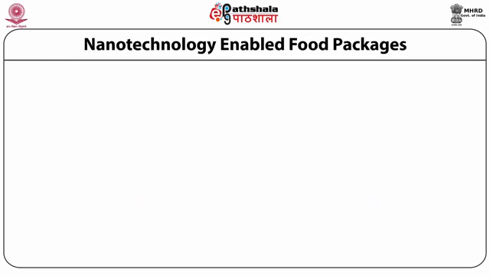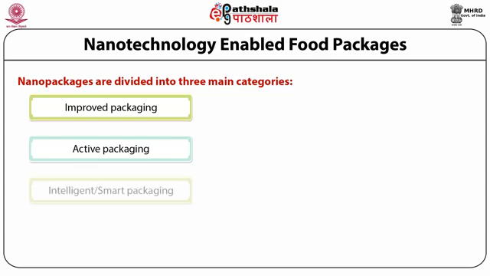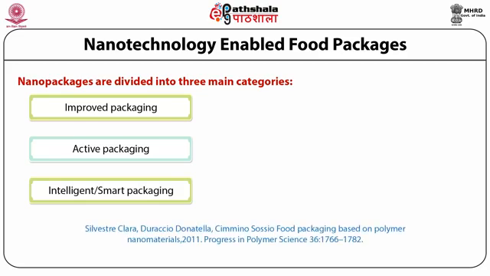Therefore, nanotechnology-enabled food packages have been developed, and they are broadly classified into three categories. Class 1 are improved packages, Class 2 are active packages, and Class 3 are intelligent or smart packages. Improved packages are those wherein the structure or the mechanical properties of the conventional packages have been improved by impregnating them with nanomaterials such as nanoclays.